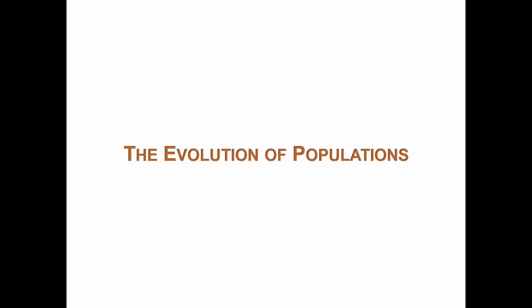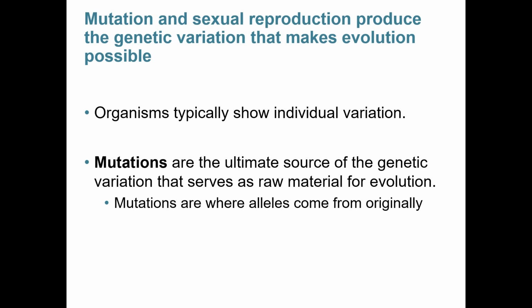So now we're going to spend some time talking about the evolution of populations. Before we can talk about how populations change, we first have to spend some time talking about variation. Organisms typically show individual variation, and mutations are the ultimate source of this genetic variation. They're where alleles come from originally. Assortments of existing alleles can arise in a variety of ways.